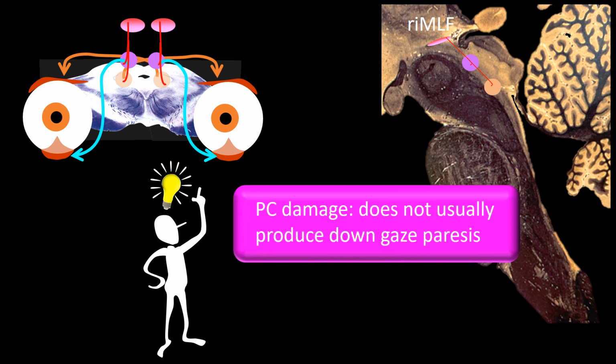The rostral interstitial MLF nuclei send ipsilateral fibers that reach the 3rd and 4th cranial nerve nuclei. So as you can see, the rostral interstitial MLF nucleus downgaze related neurons do not send fibers via the posterior commissure to the contralateral cranial nerve nuclei. That is the reason posterior commissure damage, as occurred with Parinaud syndrome, rarely produces downgaze palsy.